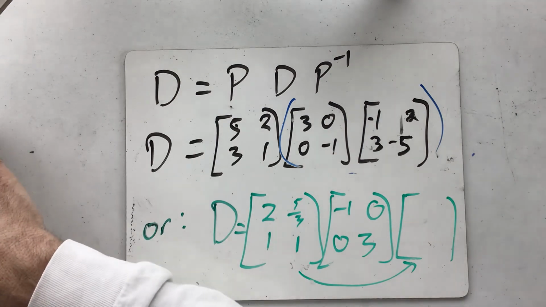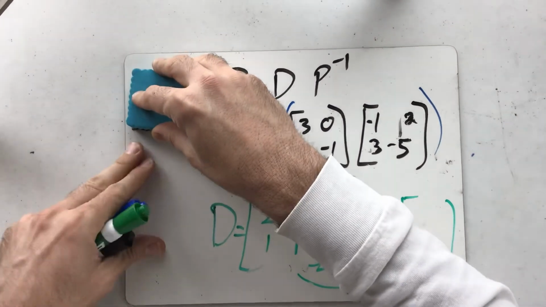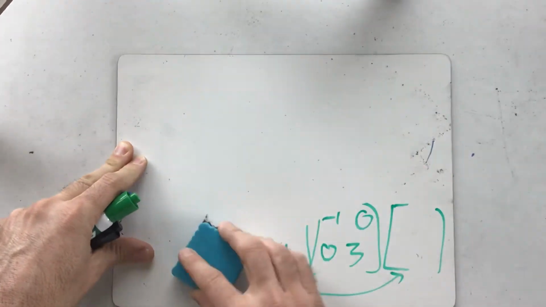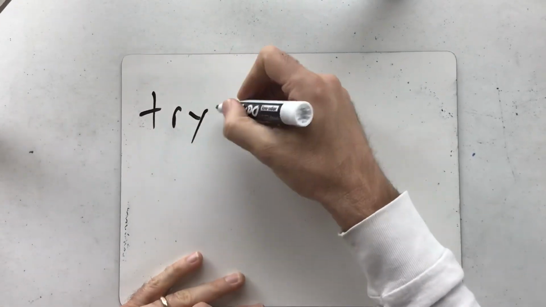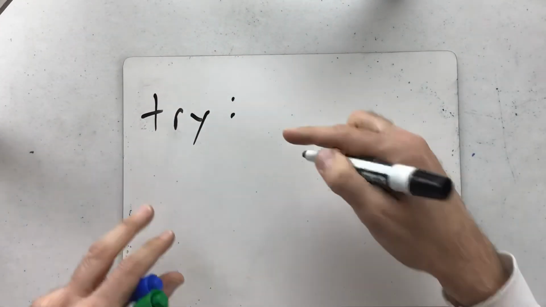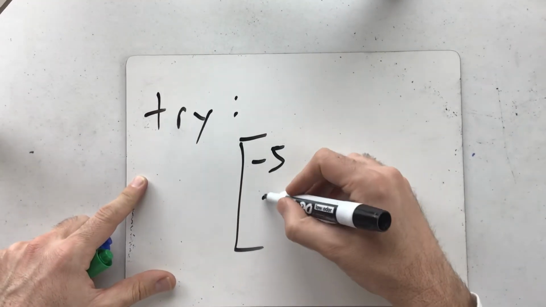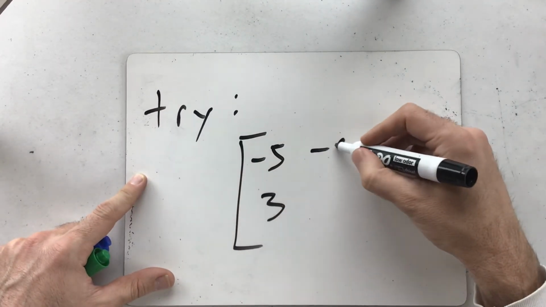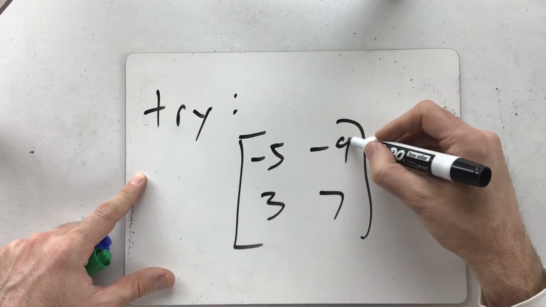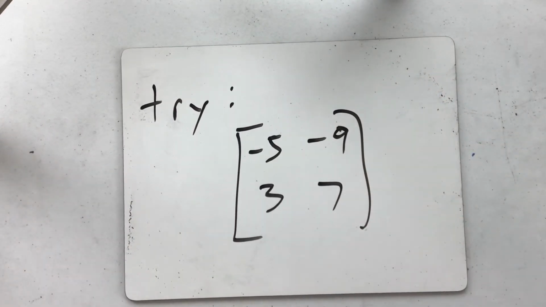Okay, so what I want you to do is I have that problem on there, problem 5.16, but we're actually going to skip it. And instead, I want you to try a different one. I want you to try to diagonalize the matrix negative 5, 3, negative 9, 7. So on your own, see if you can diagonalize this.